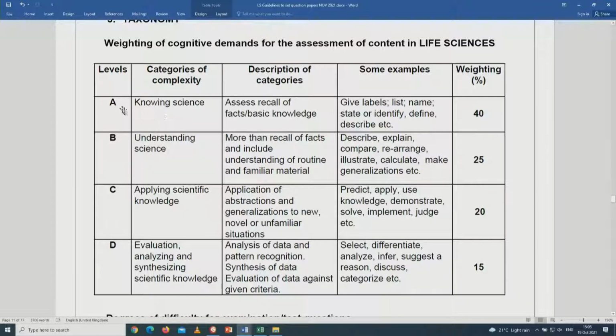Knowing science is on level A. People, this doesn't mean A is easy, B is difficult, C is more difficult. That is why there are difficulty levels. A means it's a thinking level, it's a cognitive level. Straight from the textbook, straight from the notes. I know science, I know life sciences. These science can always be replaced by life sciences. I know my work, I can immediately recall straight from a book. These are things like, there you see examples: list, name, give labels, identify, define. Straight from the textbook, straight from the study guideline or whatever.